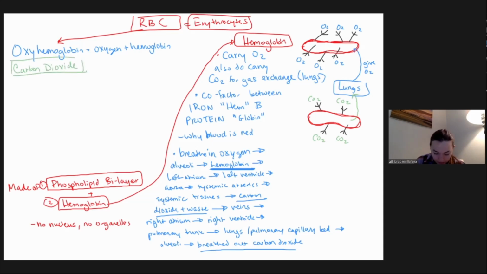Now carbon dioxide gets a little more complicated, and there are a few terms you have to know about this. So 70% of carbon dioxide is not carried on the red blood cell, okay? 20% of carbon dioxide is actually carried on hemoglobin, and that's the part I talked about. That's called carbaminohemoglobin.